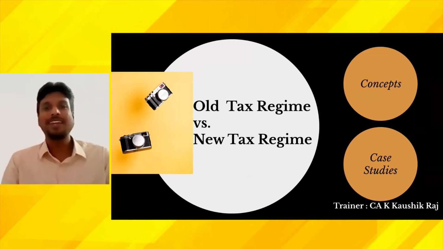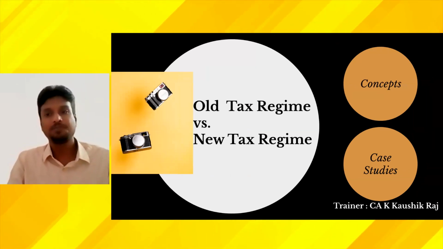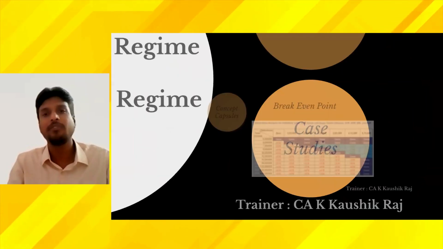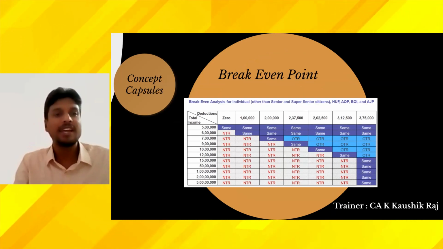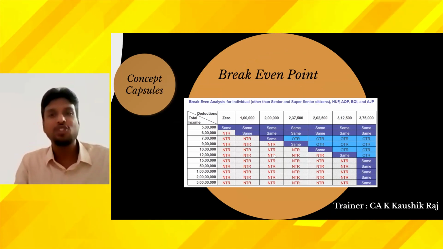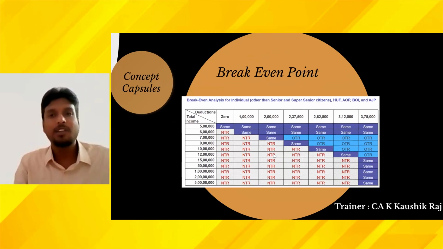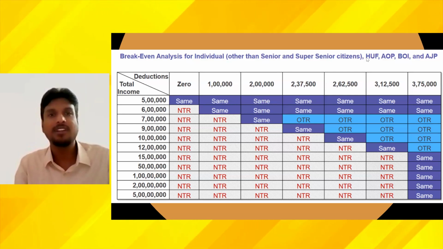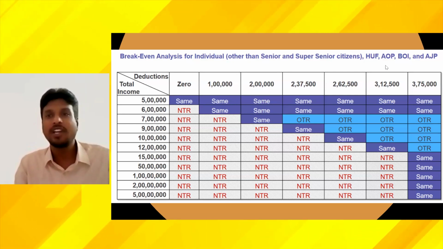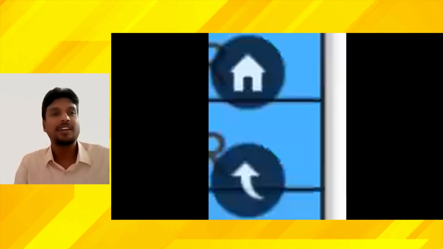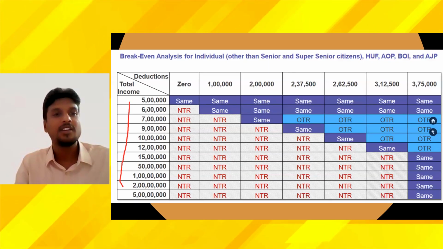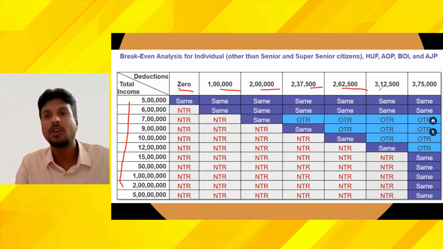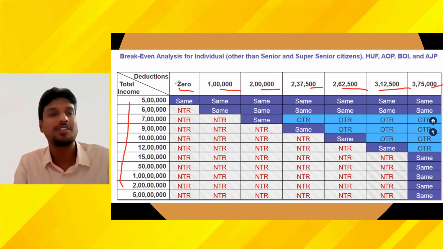Now, quickly, let us see certain case studies to see how the calculations of income work under various sets of income. Before that, let's see the break-even analysis for individuals under the new tax regime and the old tax regime. This is the break-even analysis for individuals other than senior and super senior citizens. How do we select? If total income is 5 lakh, 6 lakh, 7 lakh, and deductions are 0, 1 lakh, 2 lakh, 2 lakh 37, 2 lakh 62, 3 lakh 12, and 3 lakh 75, different options are taken.